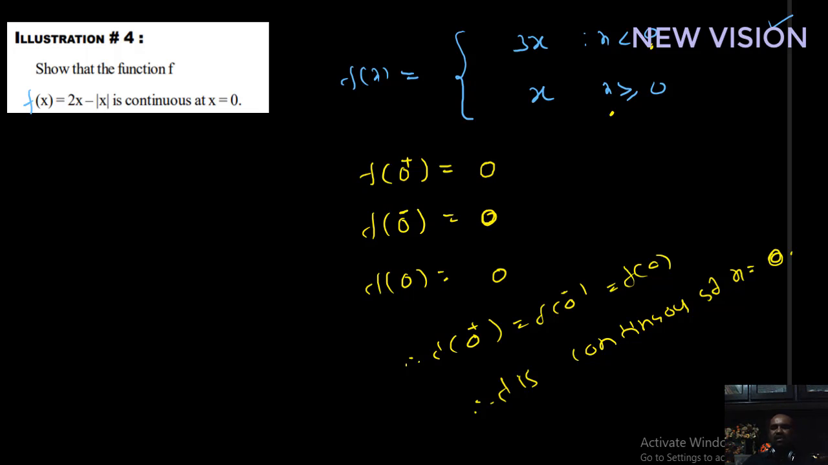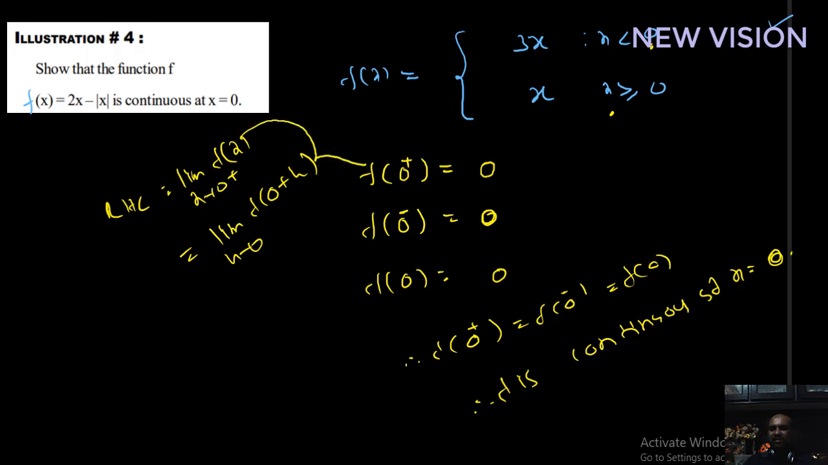So actually what you should do is find RHL, that is the limiting value of f of x where x tends to 0 plus, which is the same as the limiting value of f of 0 plus h as h tends to 0. All these two are the same.